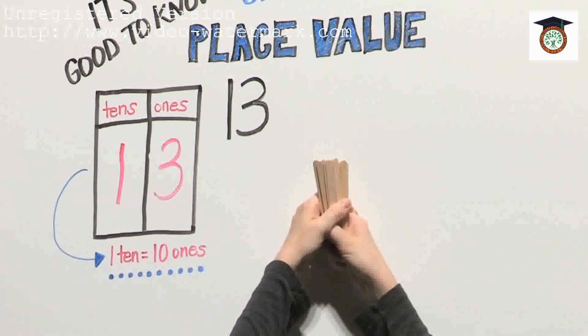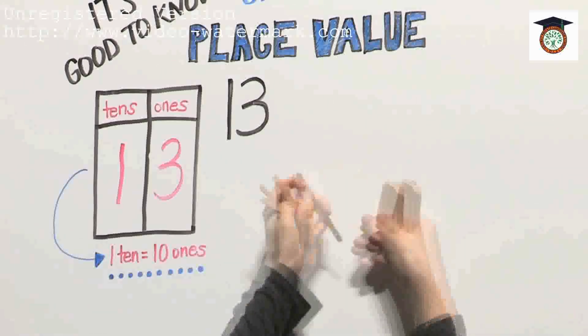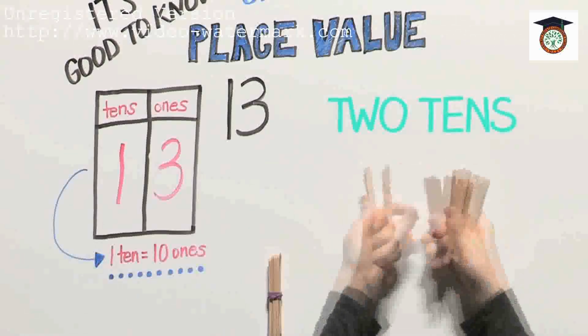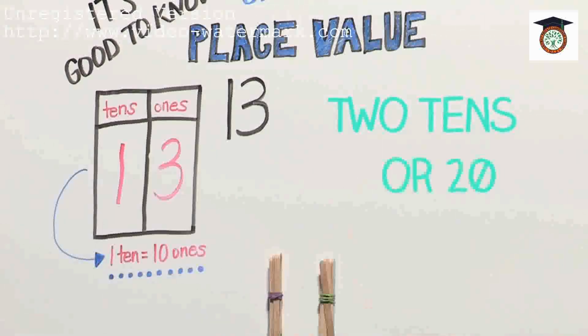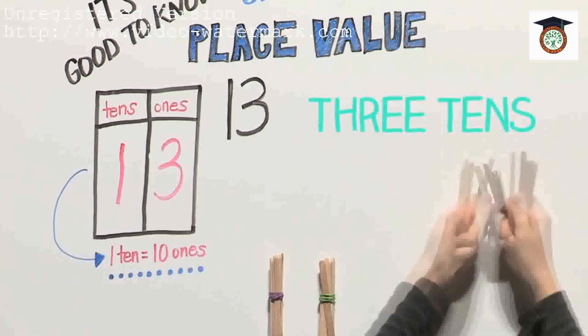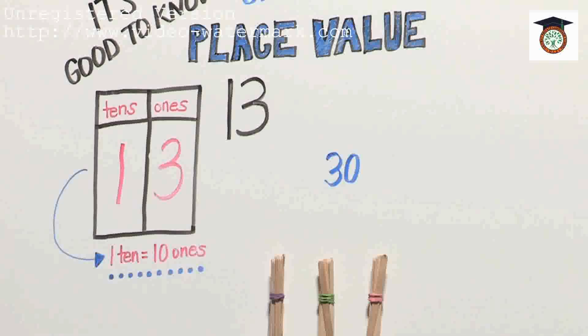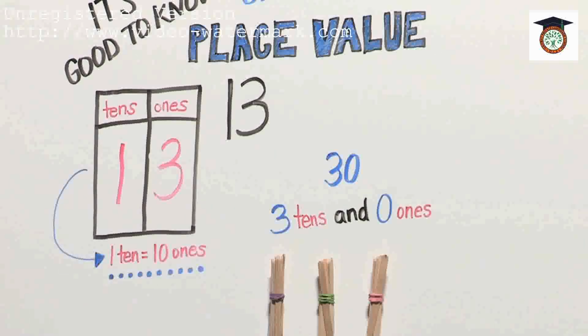Here are some popsicle sticks. Let's group them into bundles of 10. 1 ten, 2 tens, which equals 20. 3 tens, which equals 30. We have 3 bundles. Help your child to think of 30 as 3 tens and 0 ones.